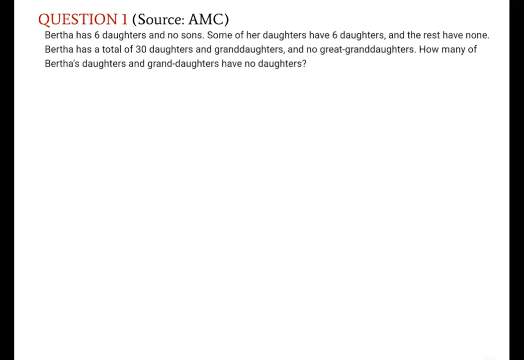So Bertha has 6 daughters. So that means that she has 30 minus 6, or 24 granddaughters. And she doesn't have any great-granddaughters, so that means these 24 granddaughters don't have any daughters. But we also want to find out how many of Bertha's daughters don't have any daughters.